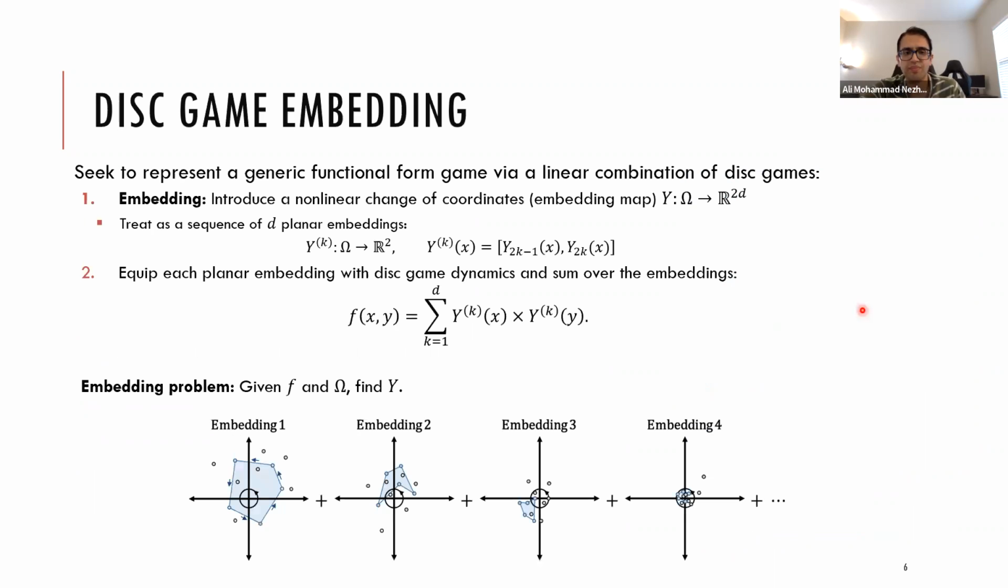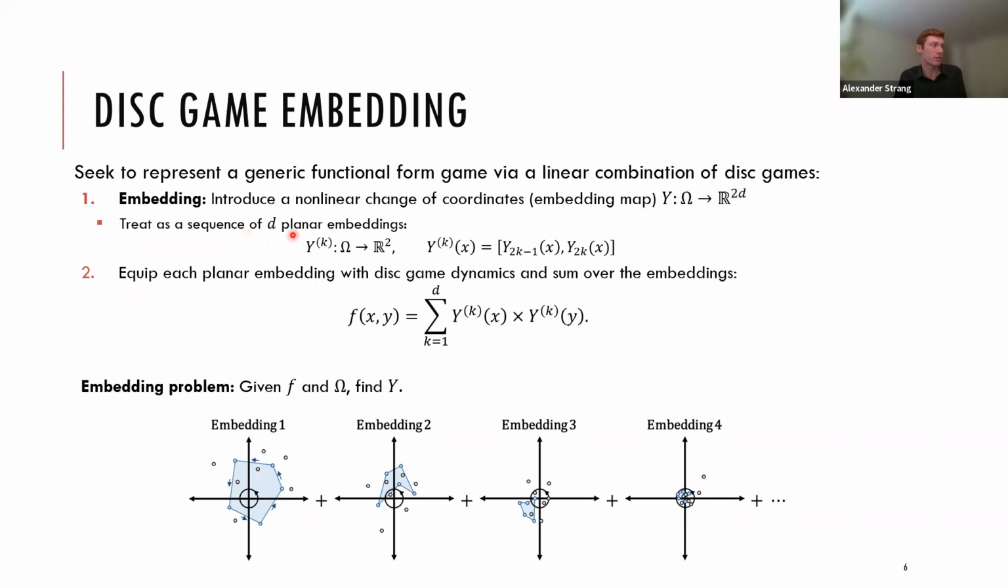Okay, so those are the building blocks. Now we want to represent something generic in terms of these building blocks. What we're going to look for, and this might be familiar if you know reproducing kernel Hilbert spaces or kernel methods, is to represent a generic game by mapping from the trait space into a new space where the generic game after that mapping is just a sum of disk games. So we'll introduce a map Y that maps from omega into R^2D, where D is the number of disk games that I'm going to use.